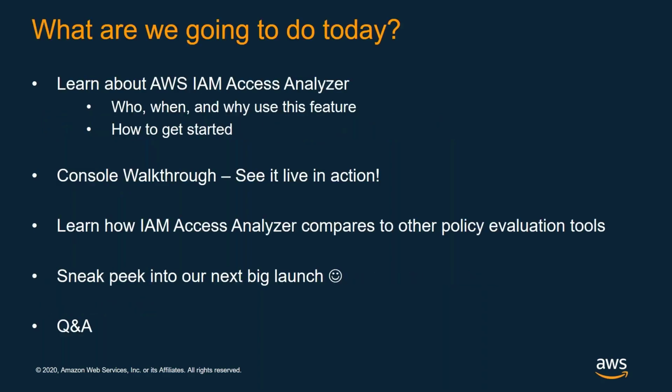All right, so what are we going to do today? We're starting with a crash course into the AWS IAM Access Analyzer. I'll talk about who, when, and why to use this feature of IAM. Then talk about how we get started. I'm going to take a risk and actually do a live demo and a live console walkthrough. So bear with me there. Then we'll talk about how IAM Access Analyzer compares to other policy evaluation tools that are out there already. I'm going to end by giving you a sneak peek into our next big launch that is upcoming, and then open it up to Q&A at the end, where Dan, who's on this session with me, would also help with the Q&A.